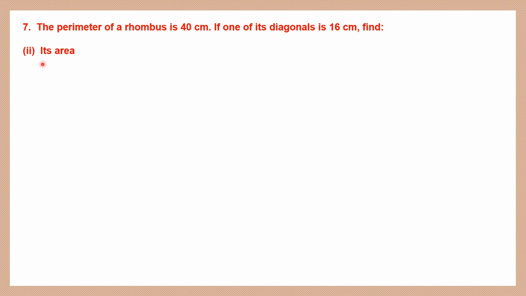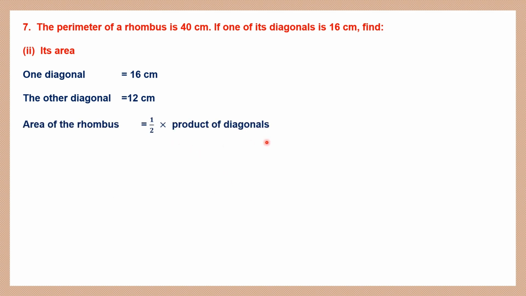Second part of the same question, now we have to find its area. So we know that one diagonal is 16. We found the other diagonal just now, 12 centimeters. To find the area, we apply the formula half into product of diagonals. So area of the rhombus is 1 by 2 into the product of the diagonals, and the diagonals are 16, product means multiply, into 12. Cancel. 2 8s are 16. Now we just have to multiply 12 into 8. 12 into 8 is 96. And we have found the area of the rhombus, and that is 96 centimeter square. So this is our answer.